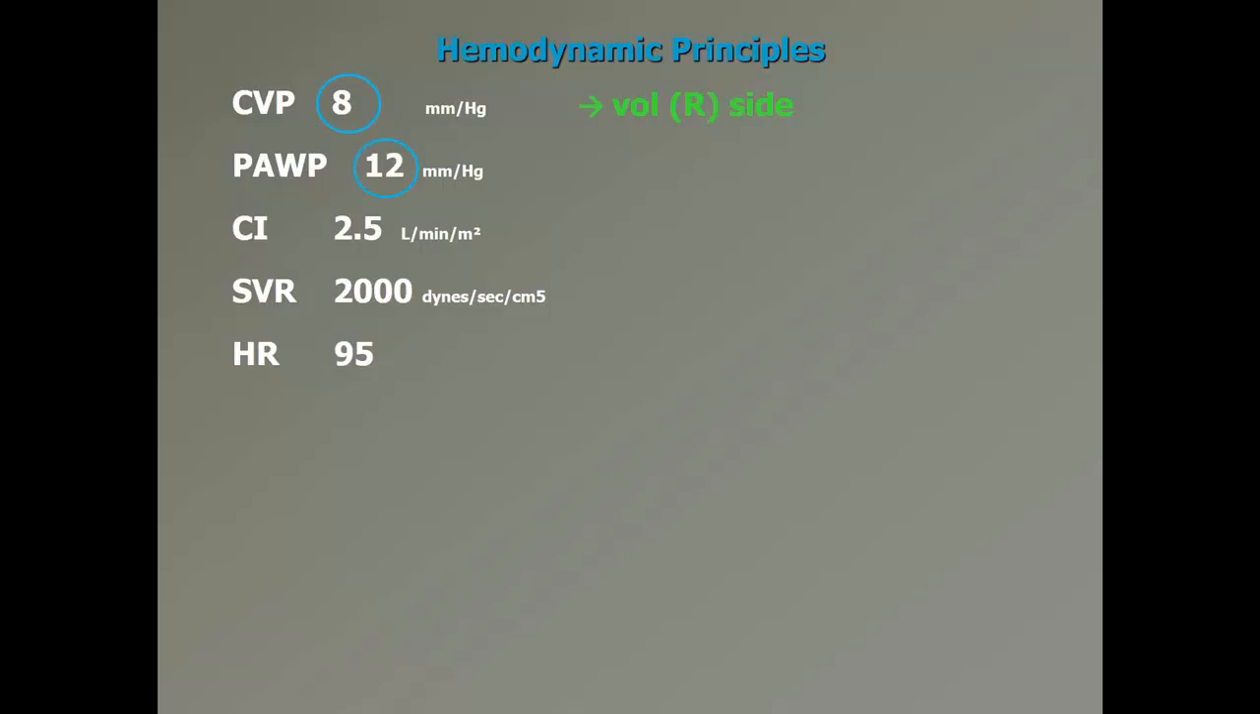A pulmonary artery wedge pressure is 12. This tells me about the volume on the left side, and a PAWP of 6 to 12 is normal, so the volume on the left side is normal. We have normal values of volume, so the volume status in this patient is good. Then we look at the cardiac index, the cardiac output adjusted for body size, and we see that the cardiac index is 2.5. That's awesome.